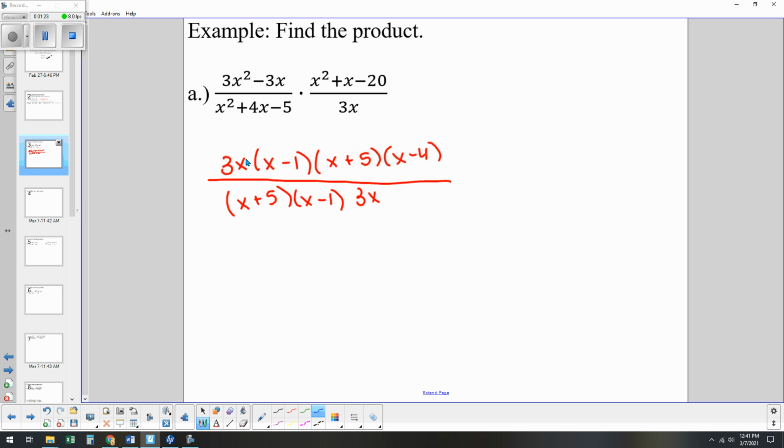So this 3x up here can cancel with this 3x down here because they're entire factors. This x minus 1 can cancel with this x minus 1. And this x plus 5 can cancel with this x plus 5. So the only thing left is x minus 4. That is our final answer. Nothing else we could do there.